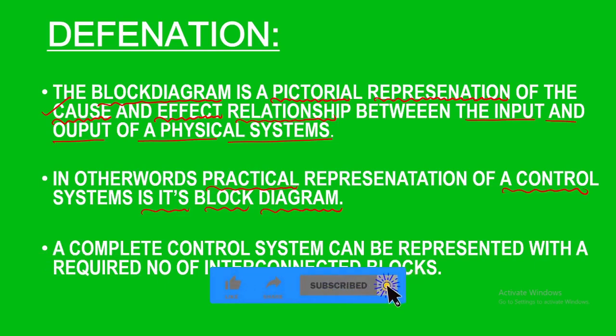So we can represent the different components of a physical system with different interconnected blocks, so that you are going to get finally what is the input and what is the output. That is the basic definition of the block diagram.